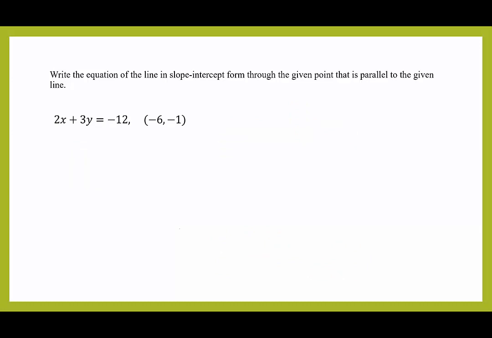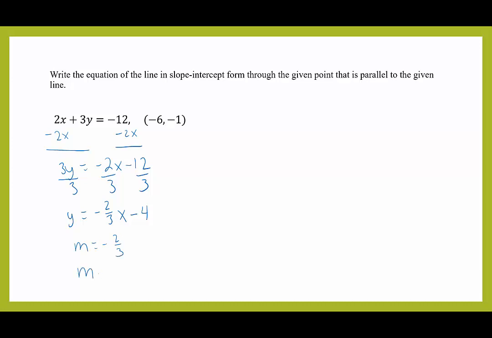All right. Always, I encourage you, pause the video, try this one on your own. In this case, we have a little bit of work to determine the slope. So first thing, I'm going to subtract 2x from both sides. That's going to give me 3y is equal to negative 2x minus 12. Divide every term by 3, and we end up with y equals negative 2/3 x minus 12/3, or 4. What's the one thing I need from this? The slope. The slope of this line is negative 2/3. The slope of any line parallel to this line will be negative 2/3.